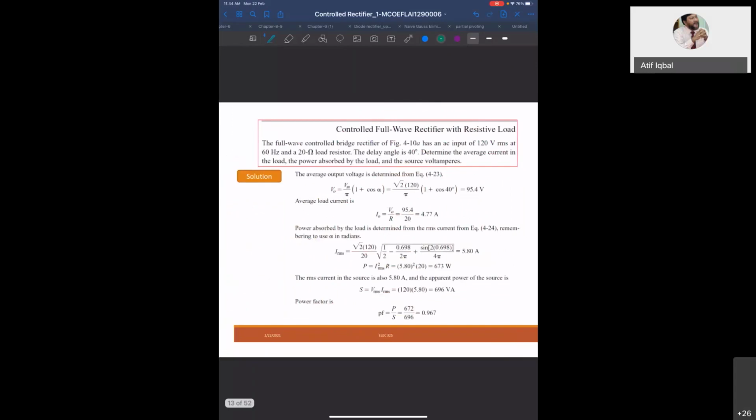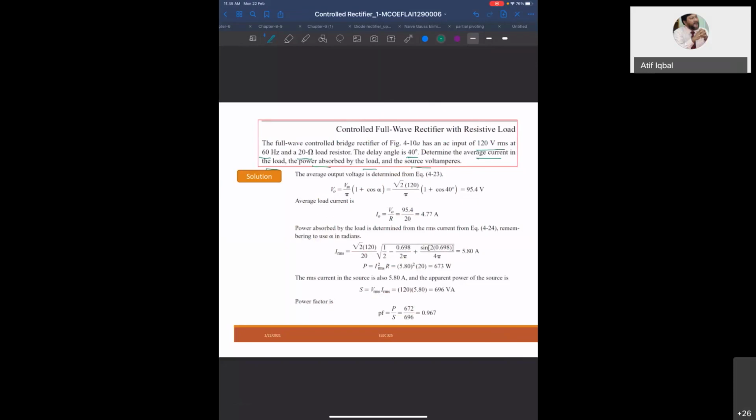Okay. So the problem: the full wave controlled bridge rectifier has an AC input of 120 volt RMS at 60 hertz and a 20 ohm load resistor. The delay angle is 40 degrees. Determine the average current in the load, the power absorbed by the load, and the source volt ampere.